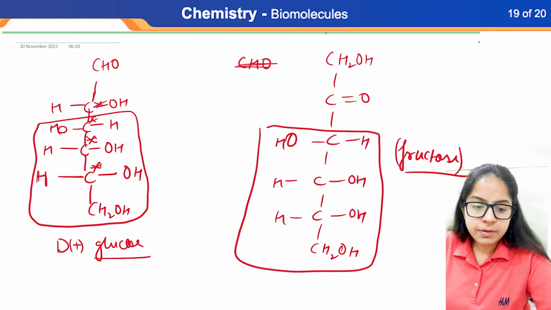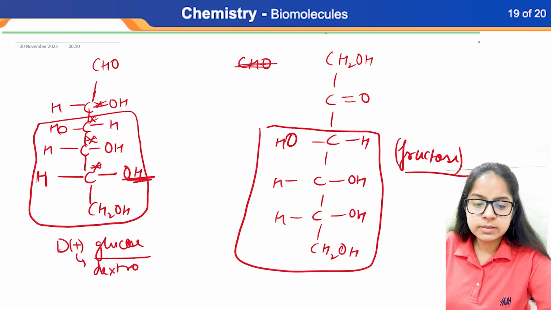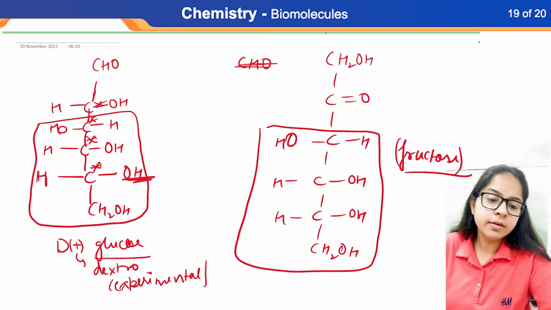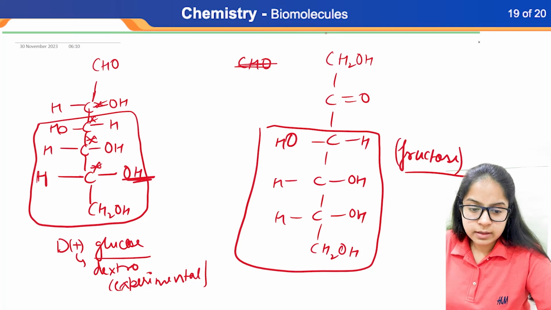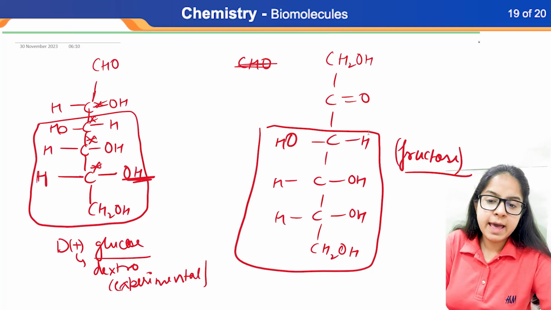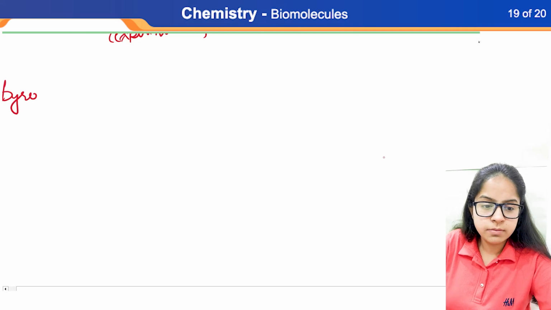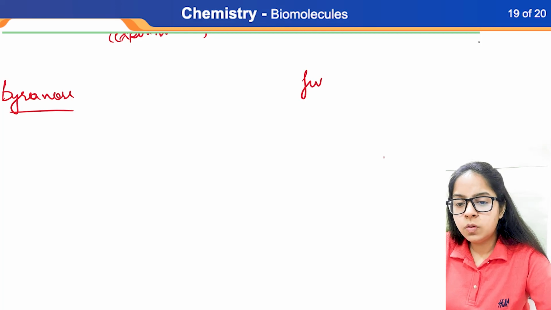Now D plus is because of this, where plus is for dextrorotatory, and it's experimental. You can't say by seeing it. Okay. So I am going to show you the pyranose-like structure for glucose and the furanose-like structure for fructose.